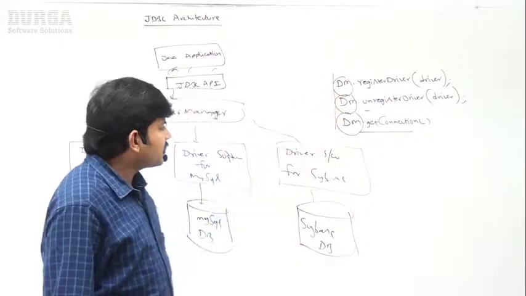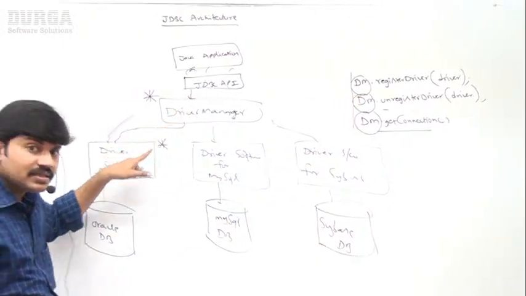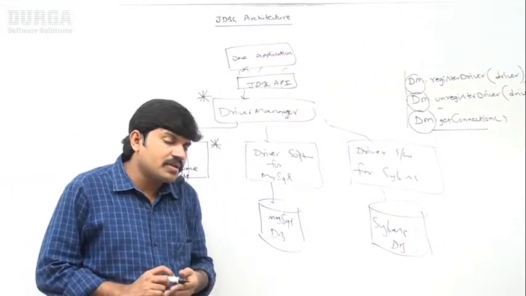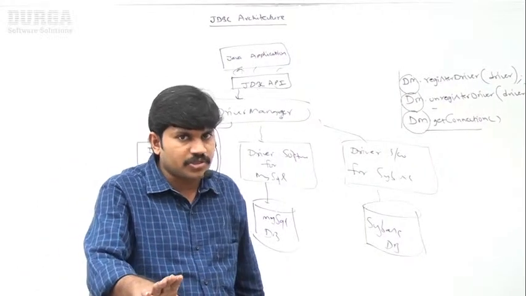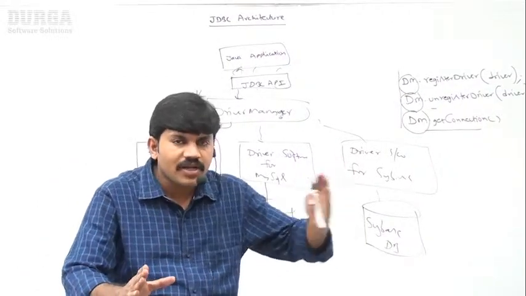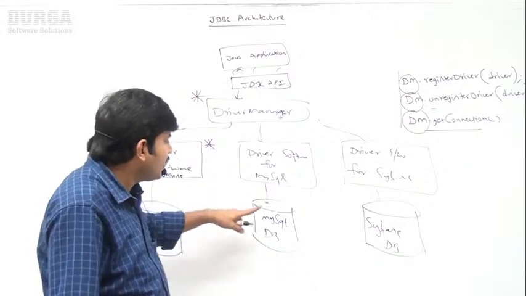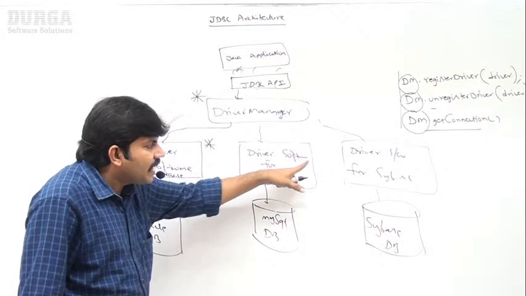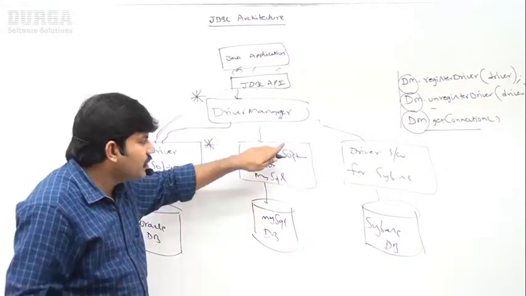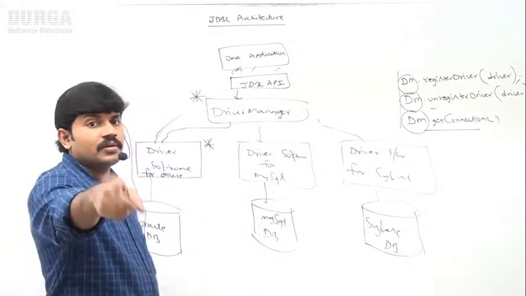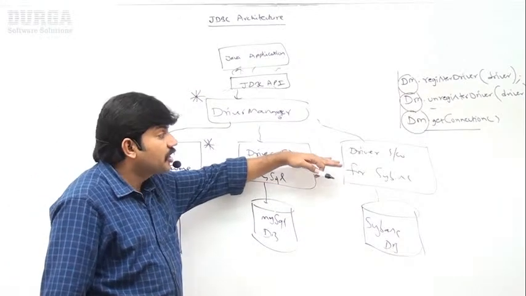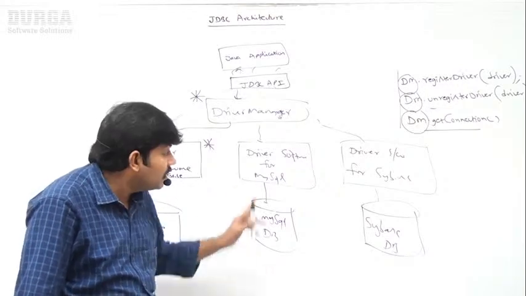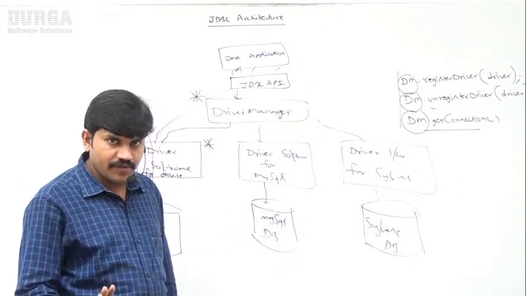Clear, right? Next, driver manager internally communicates with the driver software. What will the driver software do? Driver software is responsible for converting Java calls into database specific calls, and database specific calls into Java calls. Remember this, it acts as a translator. Without the driver software, we can't touch the database. It is a key important component in the JDBC architecture.